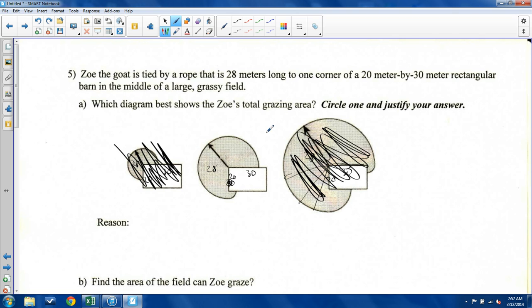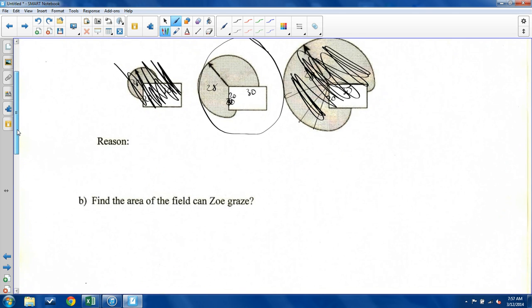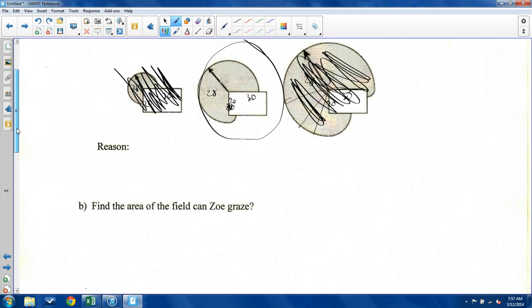So the only one that makes sense here is this one for this goat diagram. It's the only one that can cover that amount. And the reason? Because 28 can exceed 20, but it can't exceed 30. So this one makes sense as far as what Zoe can do when she's grazing. Okay, find the area of the field Zoe can graze.